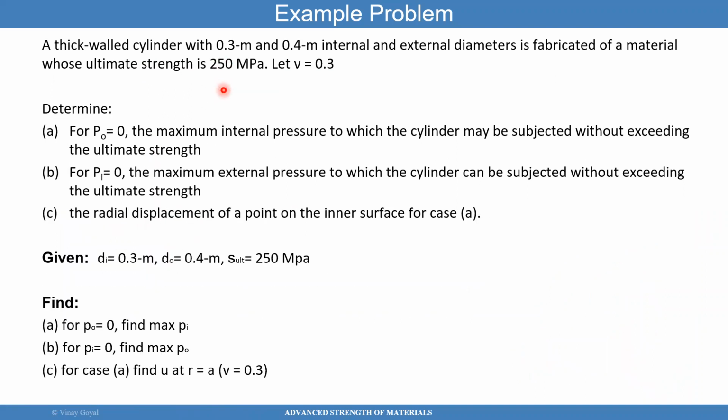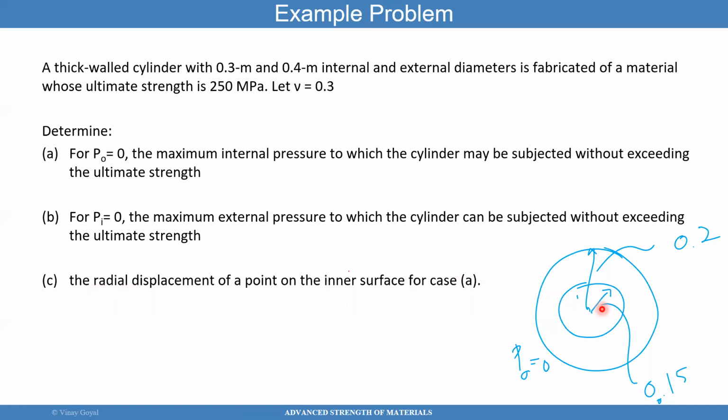So this is what I like doing. I like to create variables and write everything out. So given this information, find this stuff. In this case, they're asking us to find the pressure inside the vessel so that the ultimate strength is not exceeded, 250 megapascals.